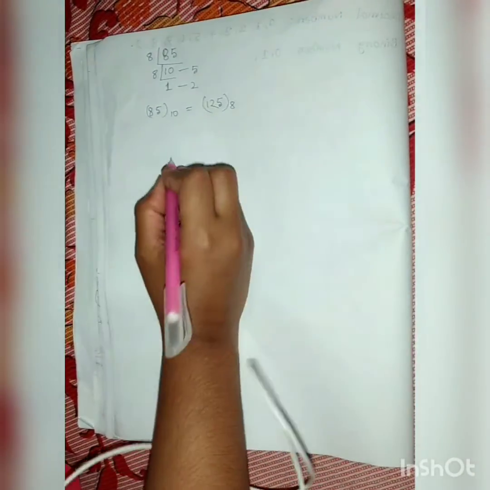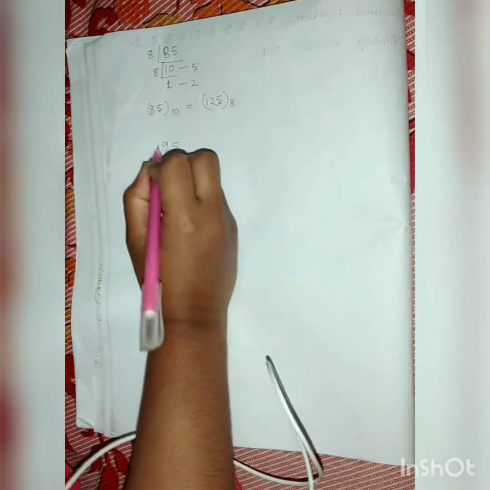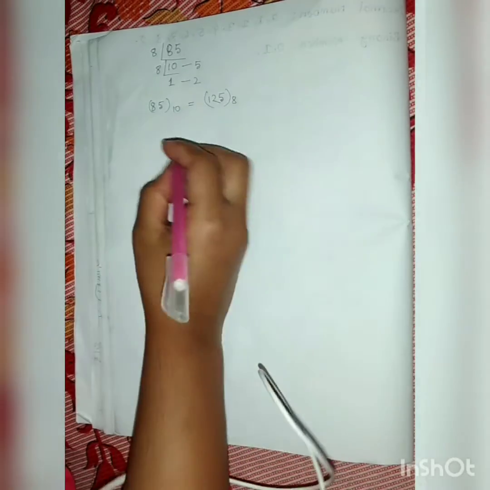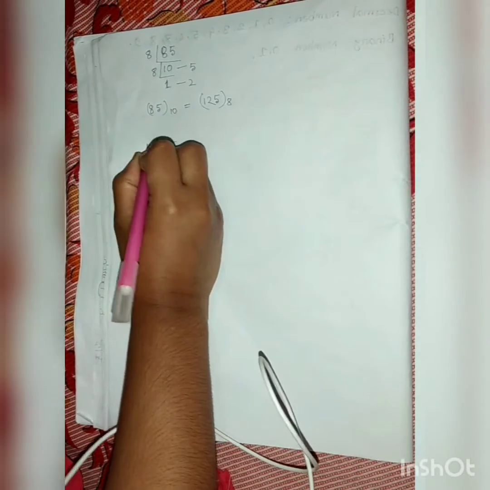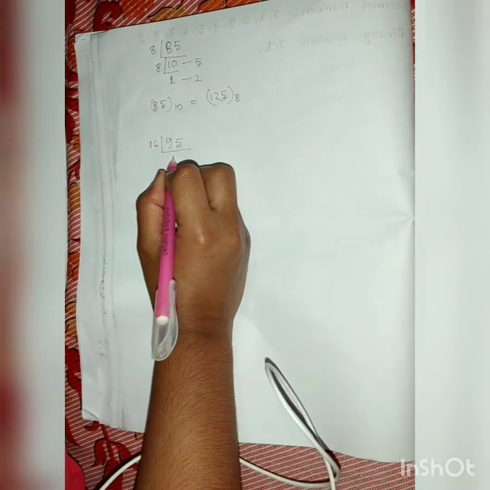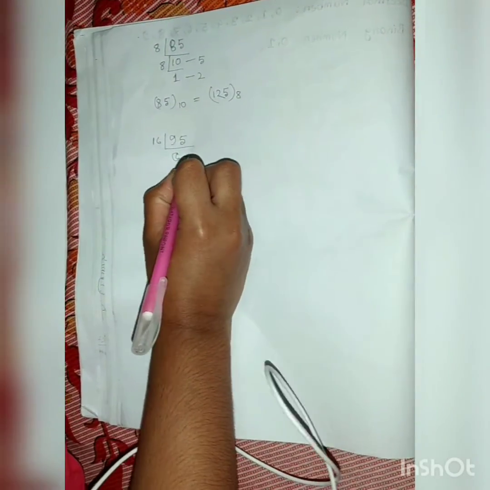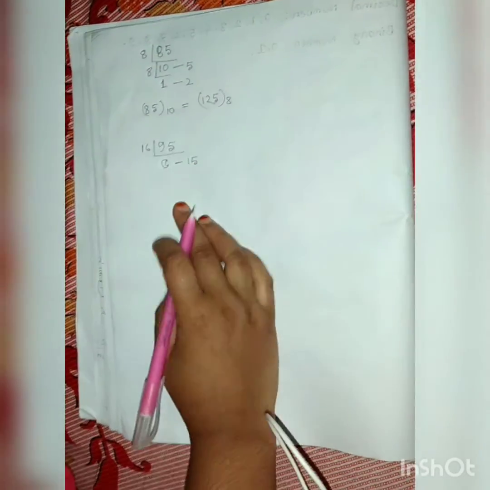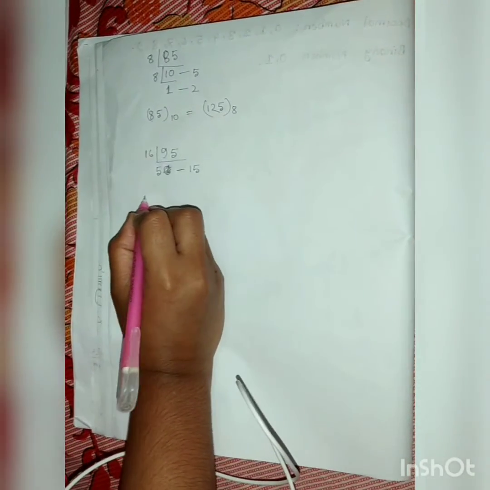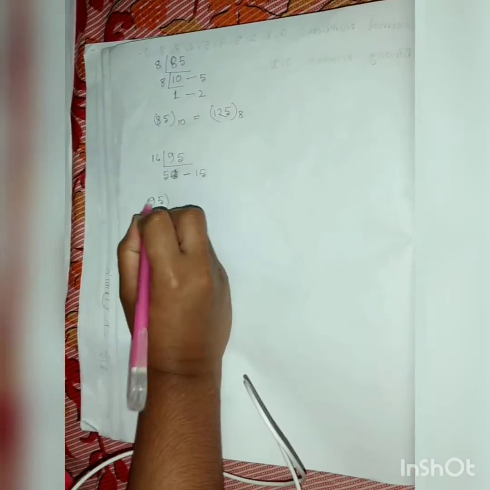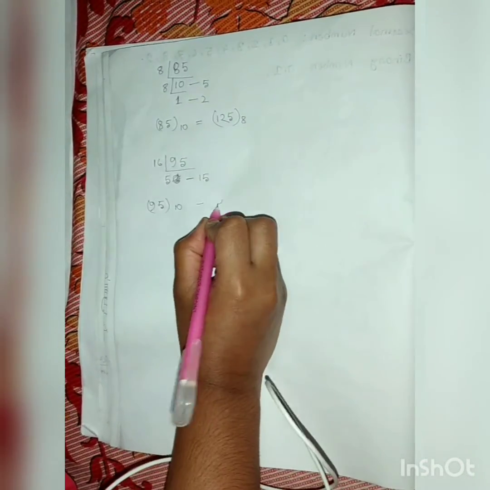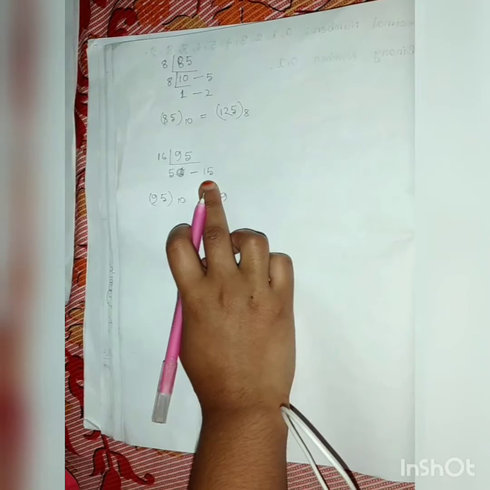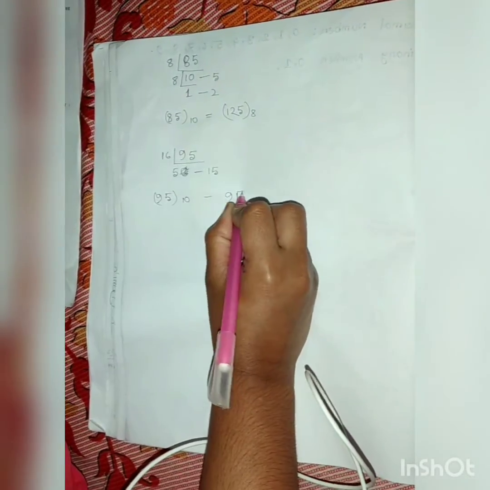Now we will take another number 95 and we will convert this number into hexadecimal. For this we will have to divide this number by 16 because the base of hexadecimal is 16. Then it is divided 5, the remainder is 15, and it can't be divided anymore. So the hexadecimal of this decimal number is 5F. We can't write 15, we will have to write F.